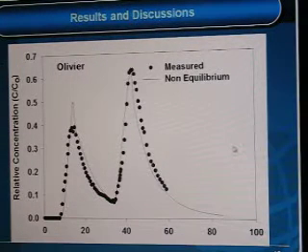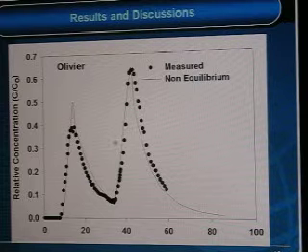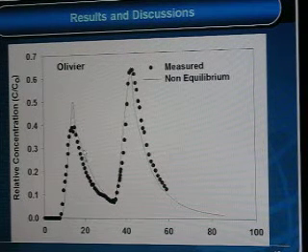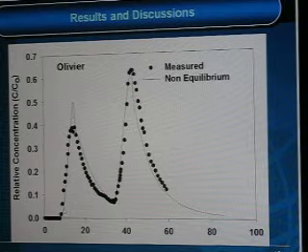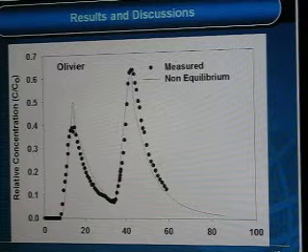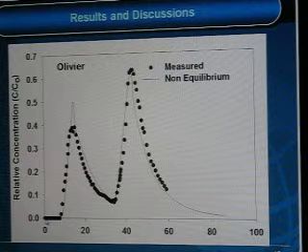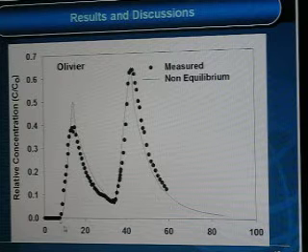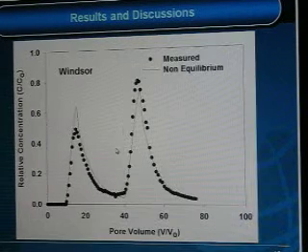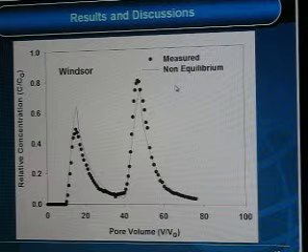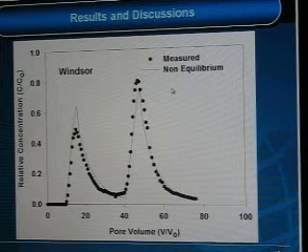So this is the result and discussion. For nickel applied singly in the column experiment, this is the nickel breakthrough curve. We saw very strong retardation. The same was also seen for the Olivier soil, and the transport behavior is non-equilibrium transport.